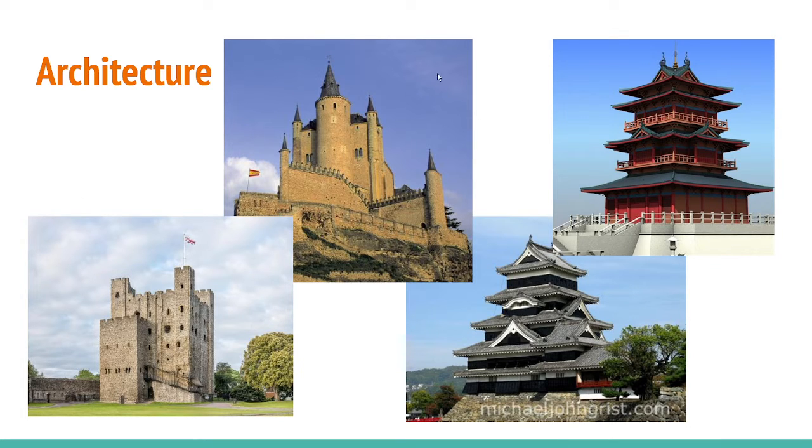For example, this is a Spanish castle, as you can see from the flag, and this is an English castle. You can also note the differences in style here. The British castles are very rectangular, and Spanish castles have round features to them with lots of walls as well. This is, I think, a Norman castle or something like that. I don't really remember, but it doesn't matter either.